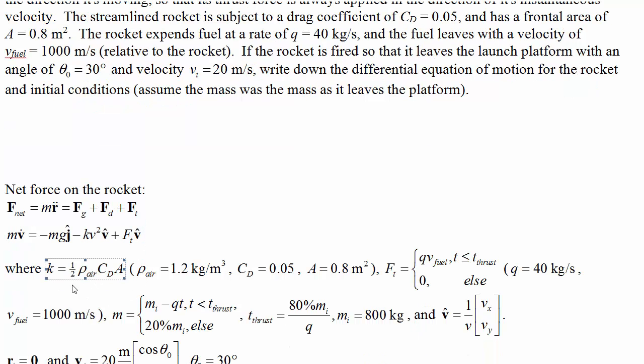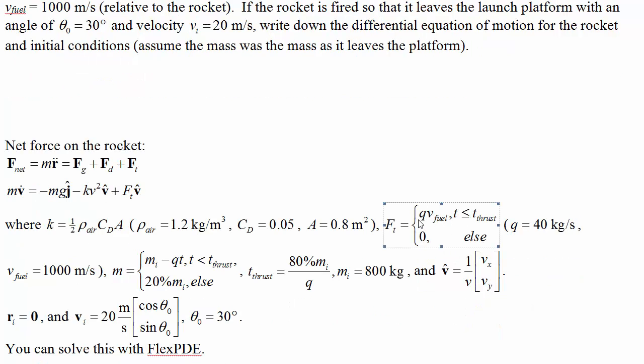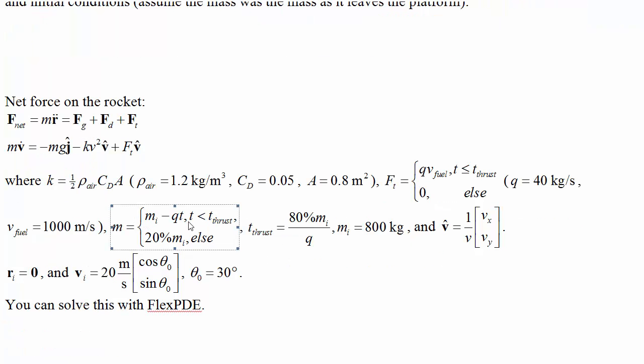We're going to substitute in our drag coefficient terms, and the thrust force from before is the fluid velocity times the fuel velocity times the rate that the fuel is leaving at, at least as long as we still have some fuel. So we're going to say for t less than t thrust, and then 0 if we're past that time. And the mass just decreases proportional to the rate the fuel is leaving at. The v hat is 1 over v, vx, vy. Initial position 0 and initial velocity as given in the question.